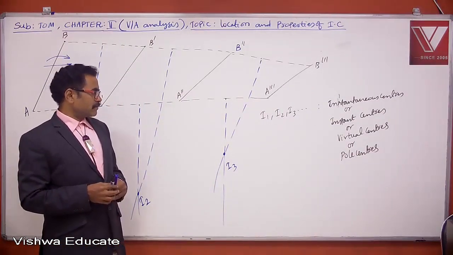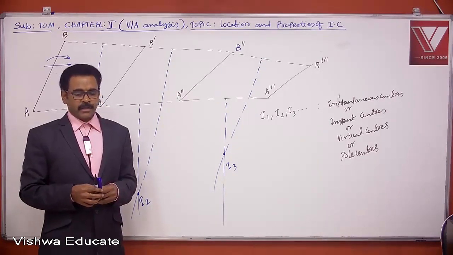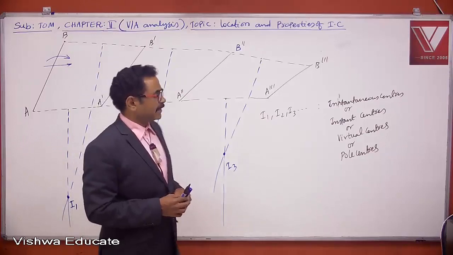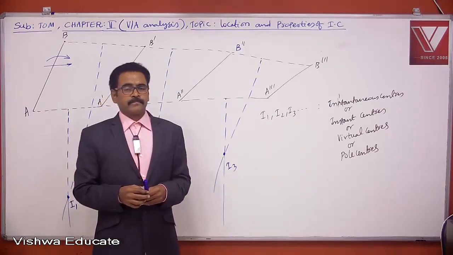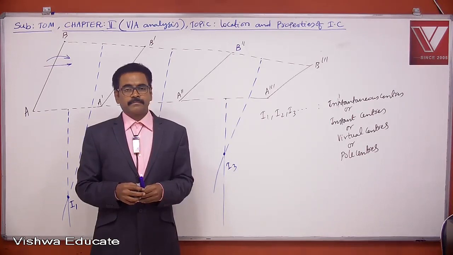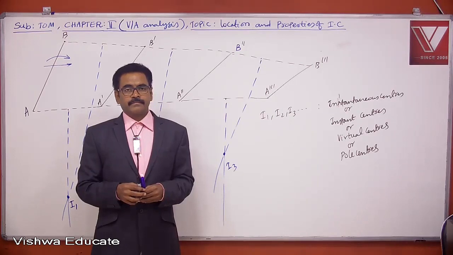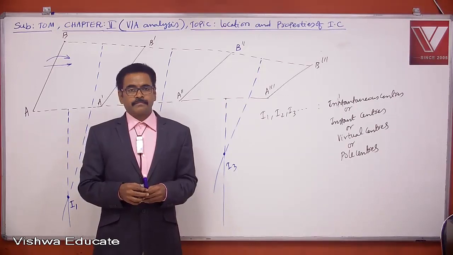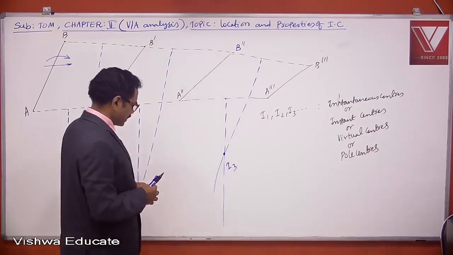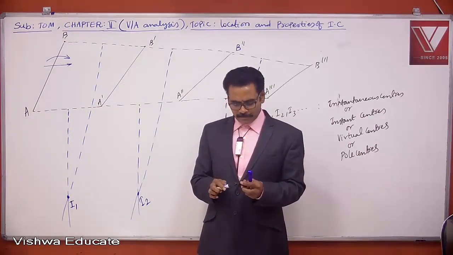So I1, I2, I3: instantaneous centers, or instant centers, or virtual centers, or pole centers. Any number of I's you can locate in a cycle of operation. I hope you copied this. Right now, let us try to understand what is the significance of this instantaneous center.